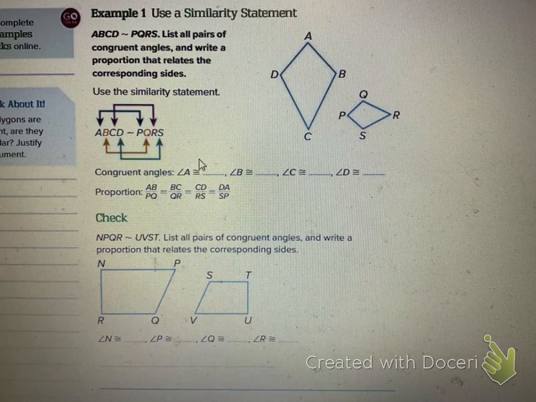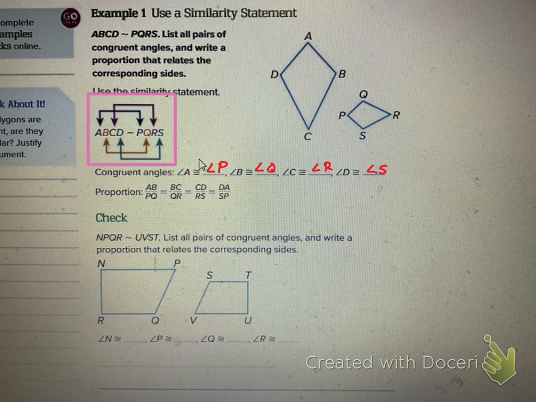So, example 1 right here. It gives you a little chart to try and show you what I was just explaining. When you're looking at the angles, A is going to be congruent to P. First and first. B is going to be congruent to Q. C is congruent to R. D is congruent to S. The order of the similarity statement matters. So you need to look at that.